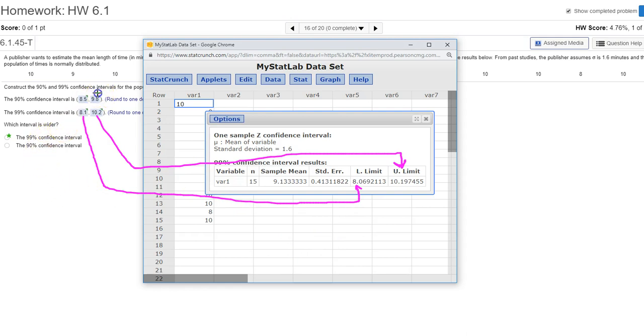Just look at the data set here. It's 8.5 to 9.8 and 8.1 to 10.2. So definitely the 99% confidence interval is much wider. And if you look at the area under the curve too, area for 99% is wider than area of, let me change the color here. Let's pick yellow. Area of 90%. So area of 90% is going to be only this part, but area of 99% is going to be way beyond. So that's wider. Hope this helps.